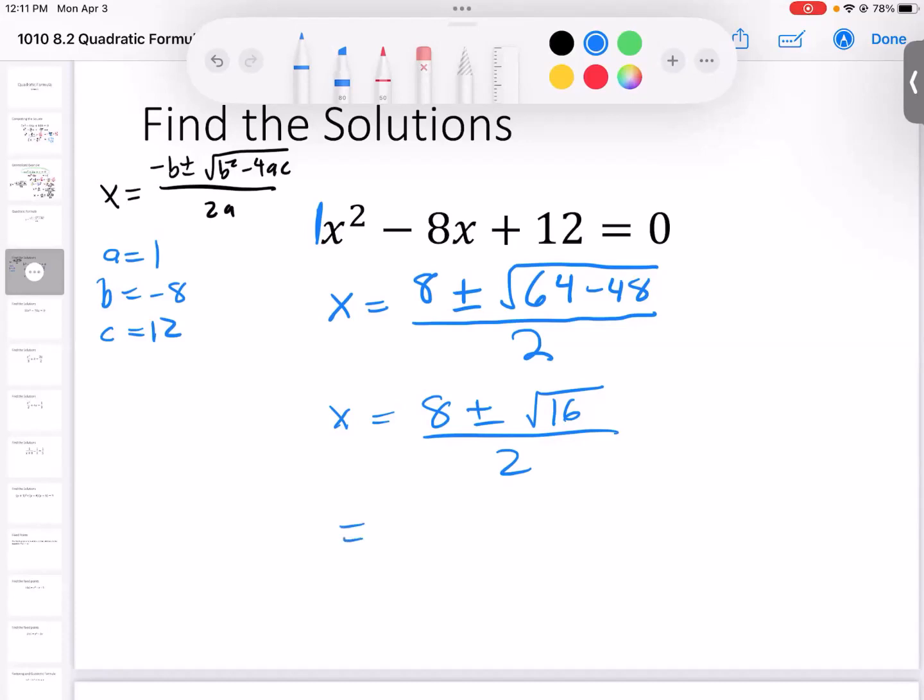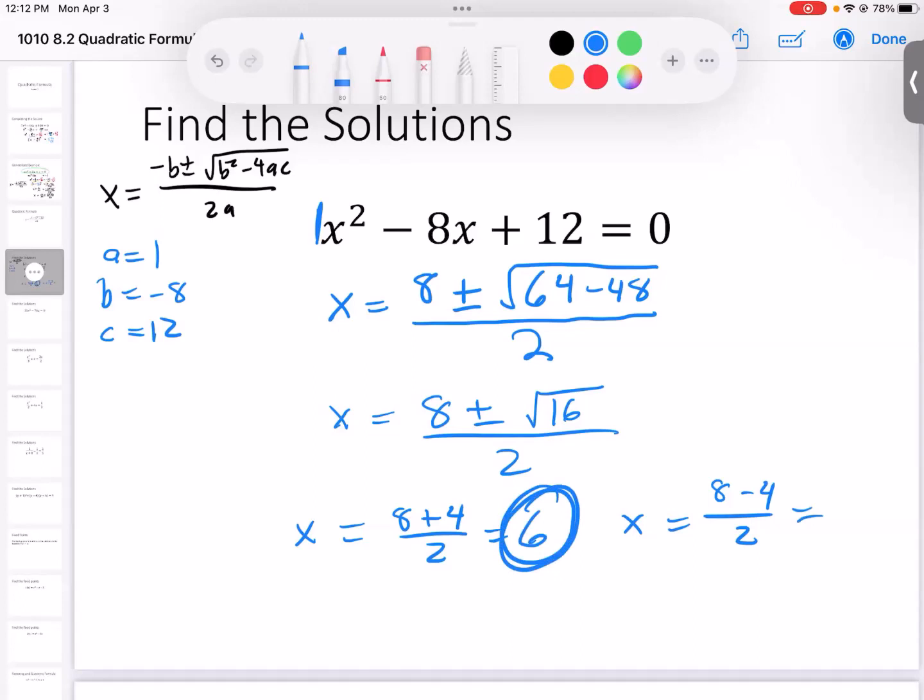can say this is going to equal, I'll either have x equals 8 plus 4 over 2, or x equals 8 minus 4 over 2. So 8 plus 4 over 2 is going to be 12 divided by 2, which is 6. So that's one of my solutions. And the other one is 4 over 2, which is 2. So those two numbers will be the solutions to this equation.